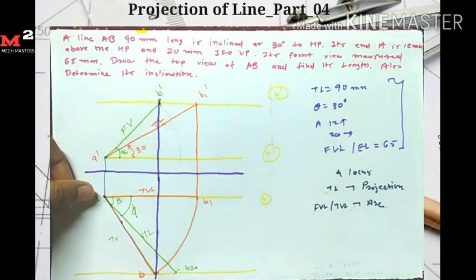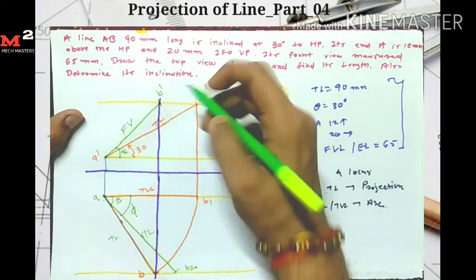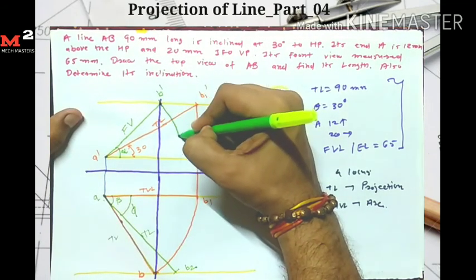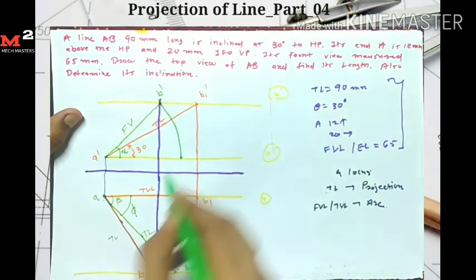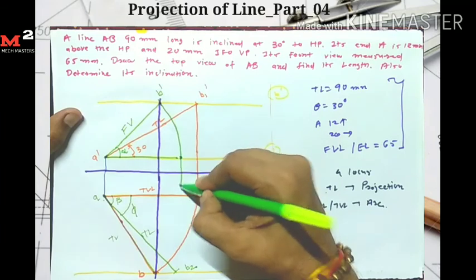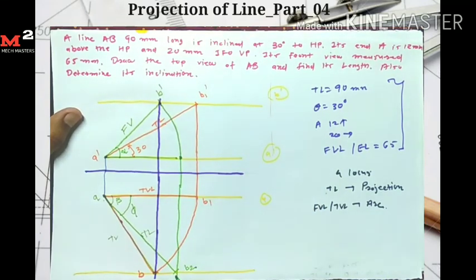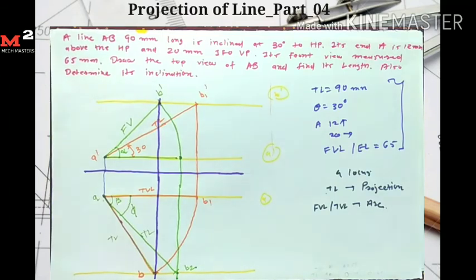Okay, so I can find the true length in another way. Here from the front view I draw one arc, so I get the front view length here. Now from the front view length, if I take the projection, it intersects the locus here. So here I get my B2 point. Okay, so I can find the true length by either of these methods.